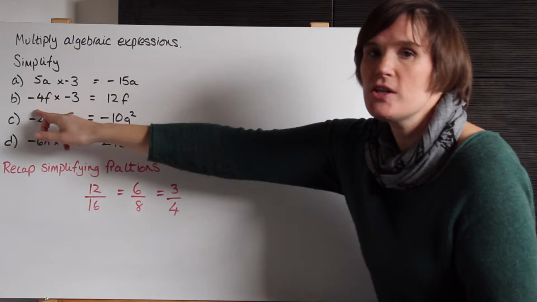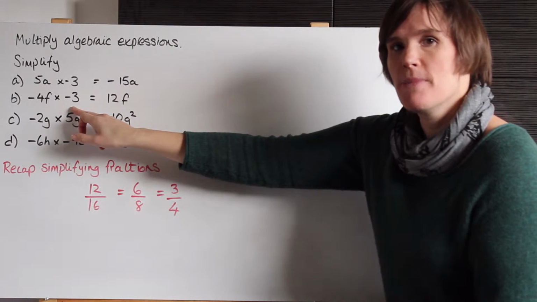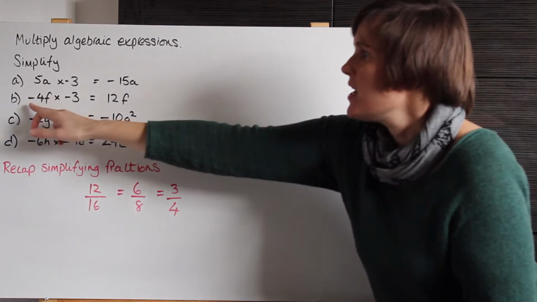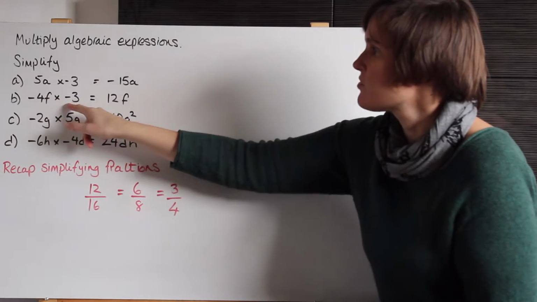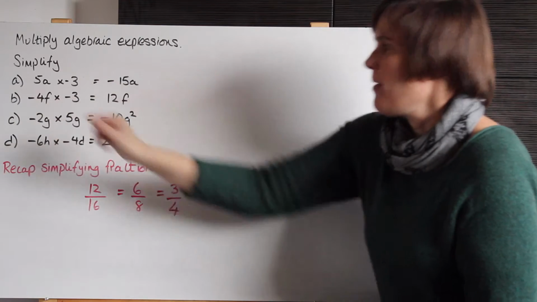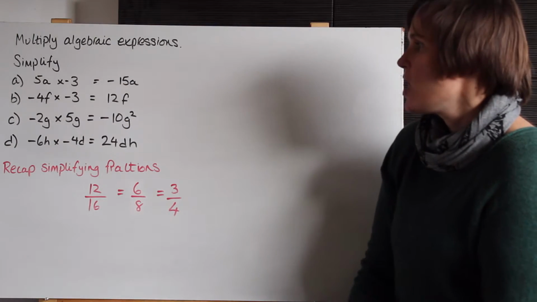Here we have minus 4f times minus 3. A negative times a negative is going to give us a positive. 4 times 3 is 12. And then we have our f, so the answer will be 12f.